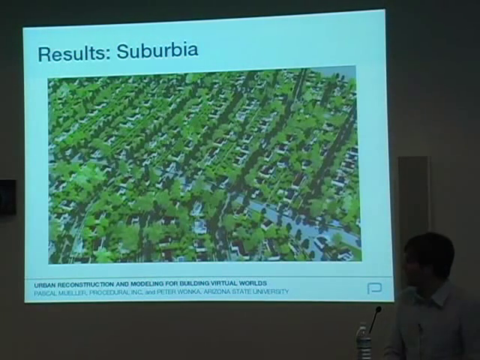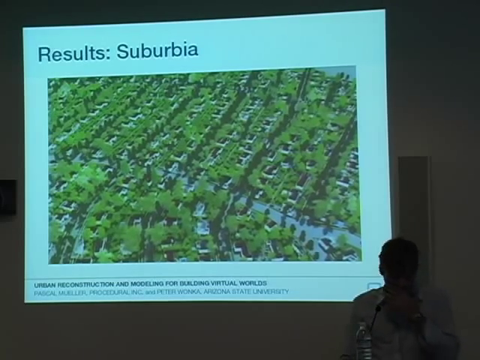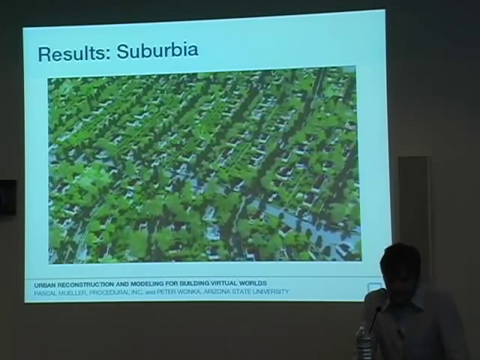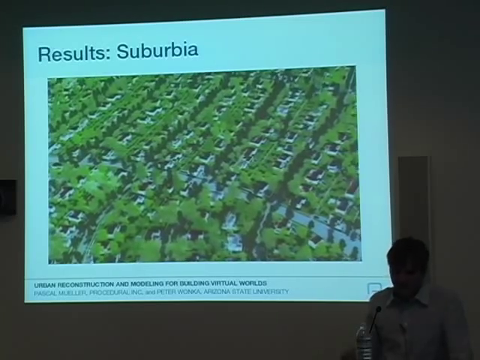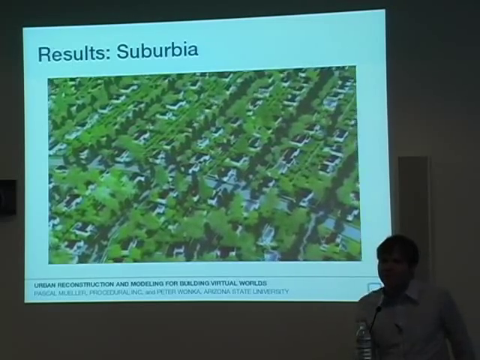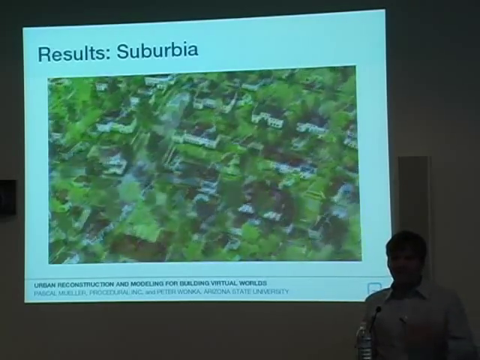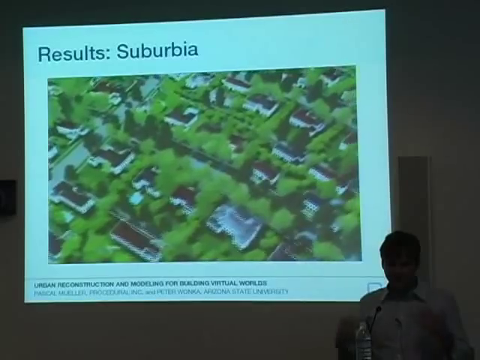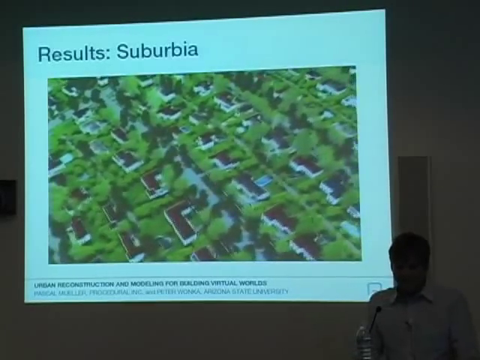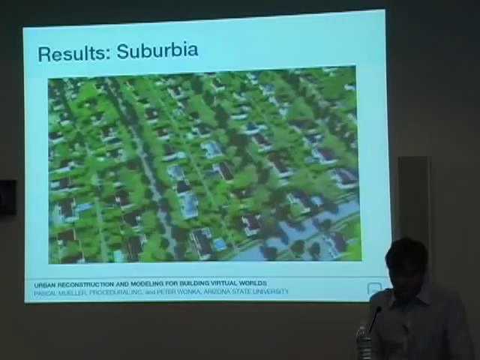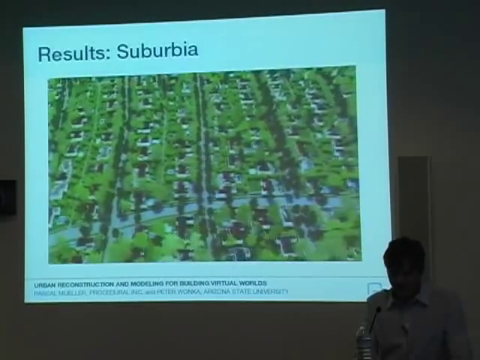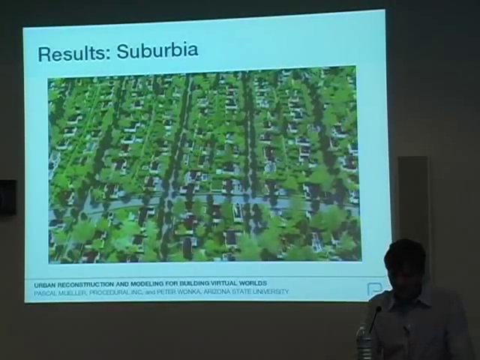Here you see another example. What I think is really important when you have urban scenes is all this vegetation. I think it makes this richness in the 3D space, and so here we have applied it onto a suburban scene. For example, we also had to apply the grammar to place the swimming pools and everything.